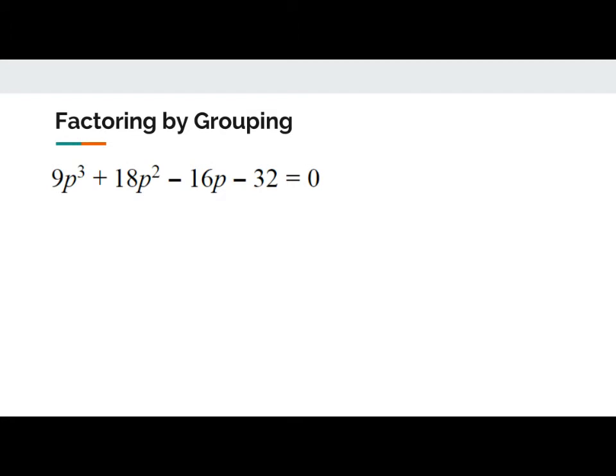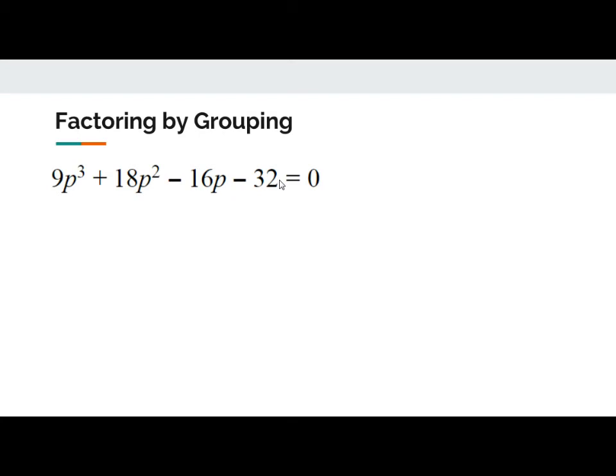Factoring by grouping. So now we're looking at a bigger problem. This is actually not a quadratic. This is a cubic. We've got an x to the third power, to the second, to the first, and to the 0. So we've got a bigger problem.